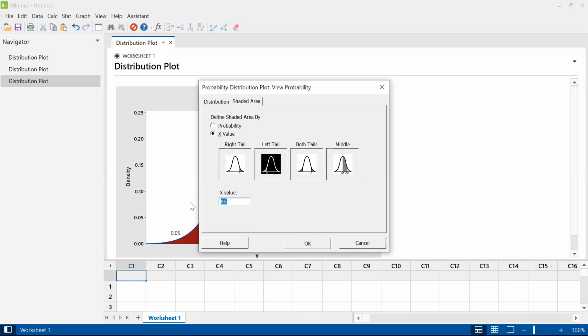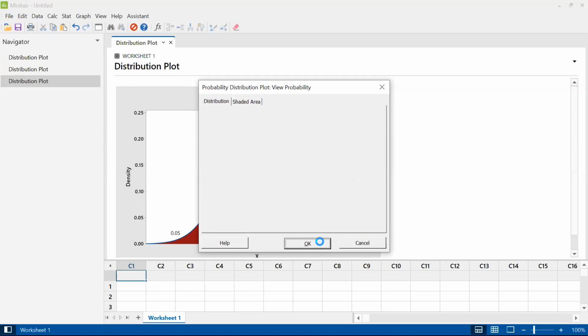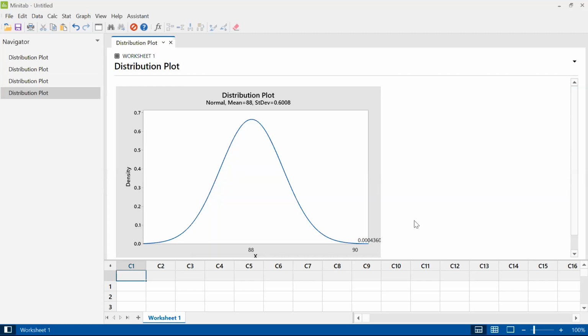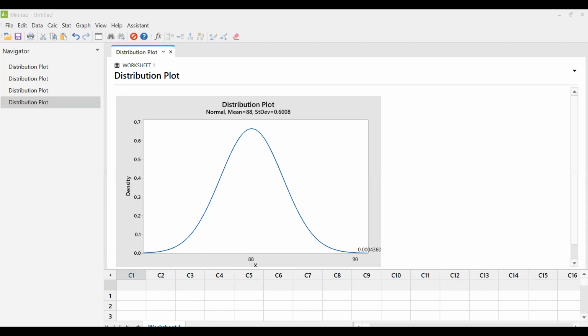So first we'll do the probability that we get over 90. Okay, so I switch back to X value. I know my cutoff line is 90, a score of 90, and right tail, because I want to know the probability that our school averages over 90. We hit OK. And I get a pretty tiny number. The probability that we get over 90 is 0.000436.